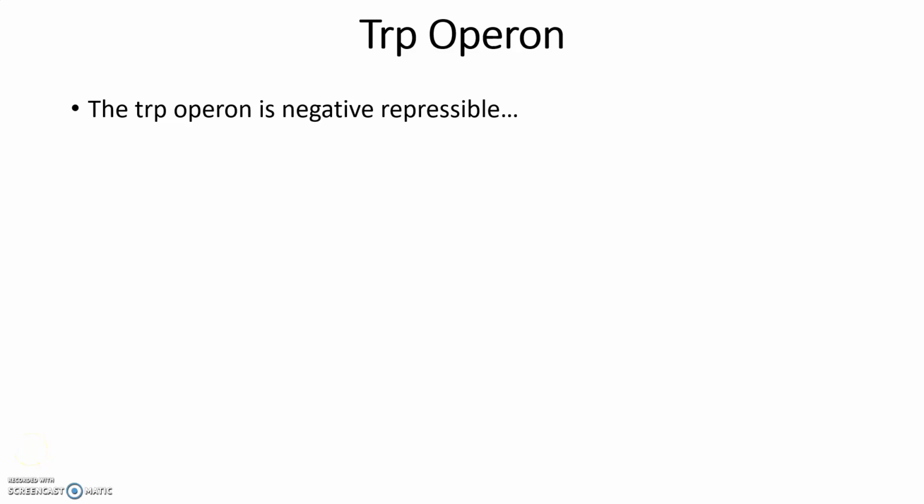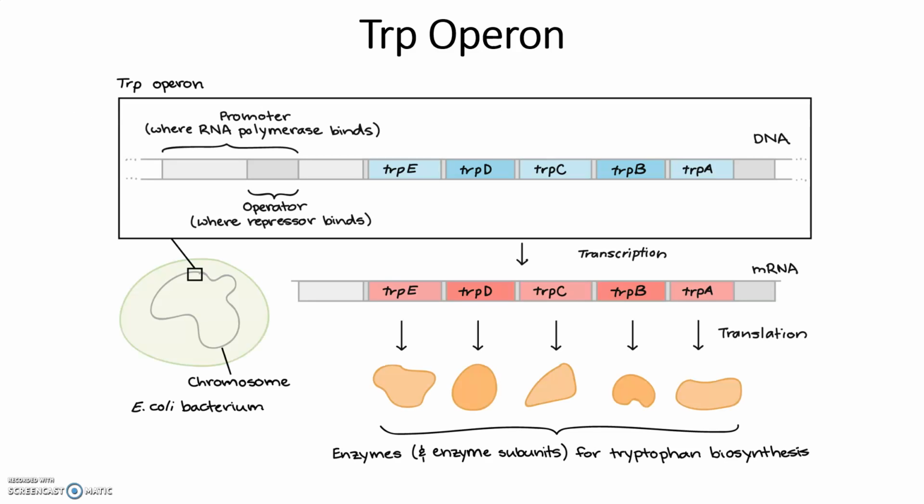Now we're going to talk about the trp operon. Trp, as in tryptophan, which is an amino acid. So the trp operon is negative repressible. Negative meaning it has a repressor. Repressible meaning it's on, but you can turn it off. Okay? And this is going to depend on the levels of tryptophan in a cell.